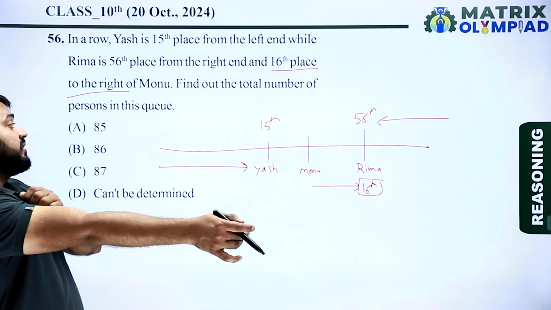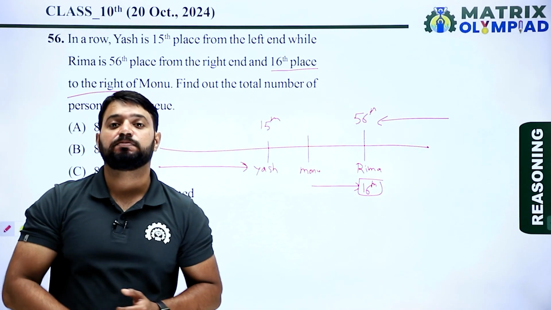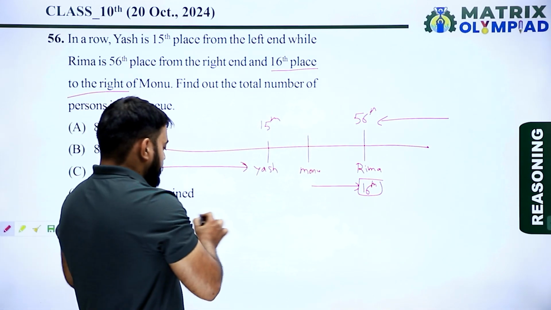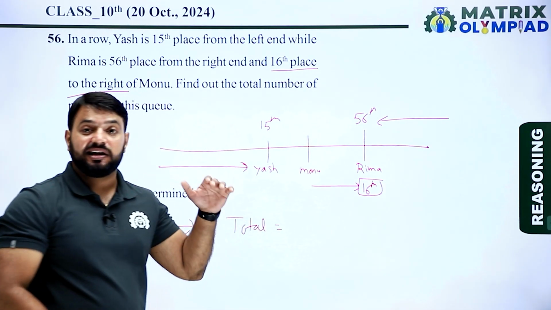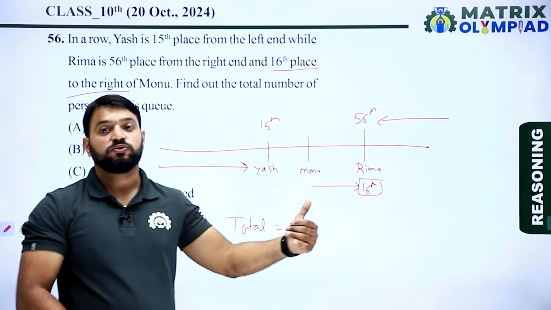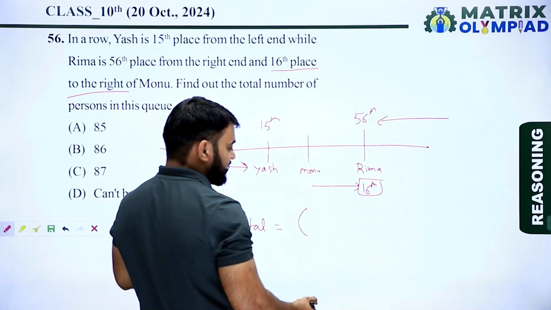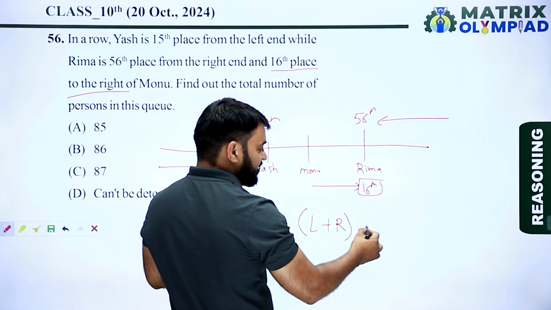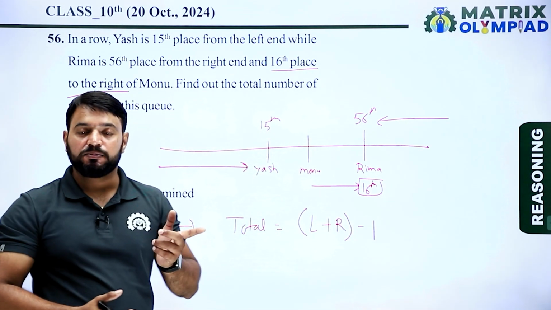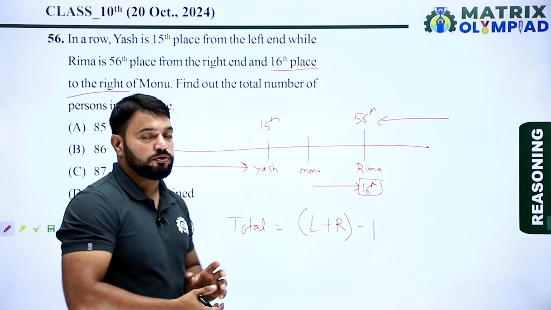सो नाउ फाइंड द टोटल नंबर ऑफ पर्सन इन दिस क्यू. आपको टोटल नंबर ऑफ पर्सन फाइंड करने हैं. टोटल नंबर ऑफ पर्सन फाइंड करने के लिए एक ही पर्सन का लेफ्ट साइड से पोजीशन एंड उसी पर्सन का राइट साइड से पोजीशन पता होना चाहिए, तो आप टोटल फाइंड कर सकते हो. लेफ्ट प्लस राइट ऑफ द सेम पर्सन माइनस 1. इससे आप टोटल फाइंड कर सकते हो.